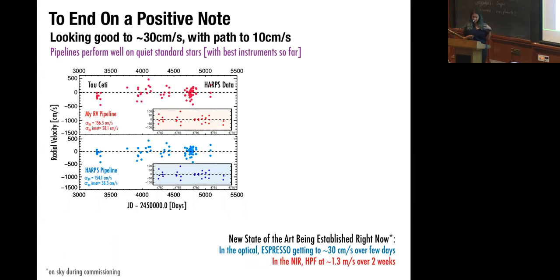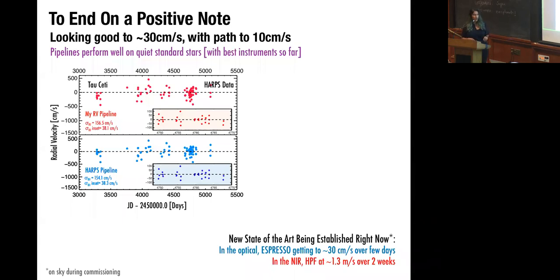So the good news is, even though this is really difficult, we can do it. We are doing it. So pipelines work better than any of the instruments that exist currently. With really carefully taken data, you can get to about 30 centimeters per second on the quiet stars right now. And there is a new state of the art being established right now as we speak. In the optical, ESPRESSO is showing that they can get to about 30 centimeters per second on sky over a few days on a real star, and they're still commissioning, so this is going to get better.